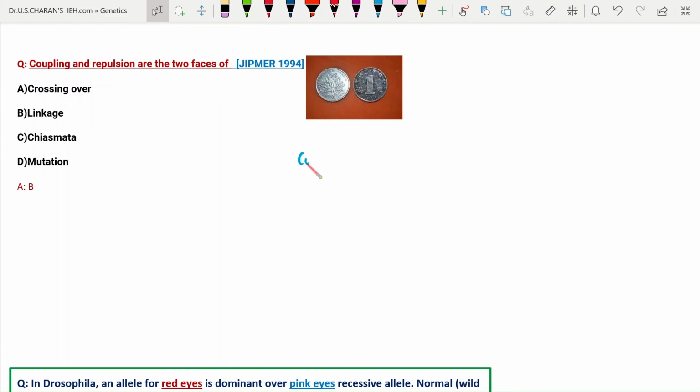Actually, in the coupling and repulsion hypothesis, Bateson and Punnett said that coupling means the genes located on one chromosome are coupled with each other. Morgan said that the genes located on one chromosome are linked with each other. So these two are the same, meaning coupling is equal to linkage. Coupling is one side of the coin and linkage is the other side of the coin. So coupling and repulsion are the two phases of linkage.